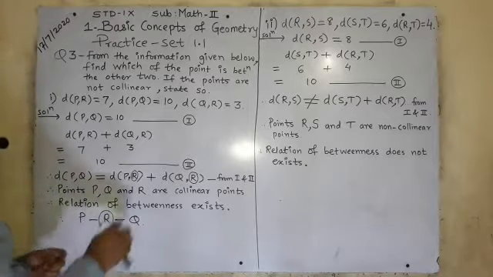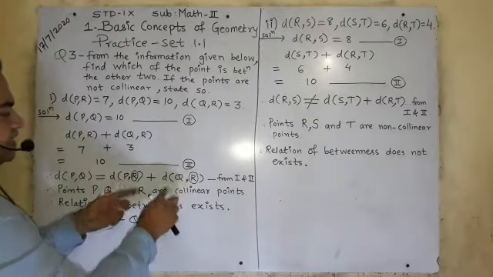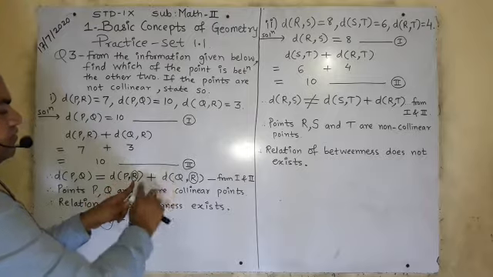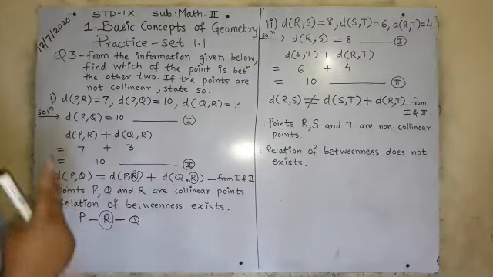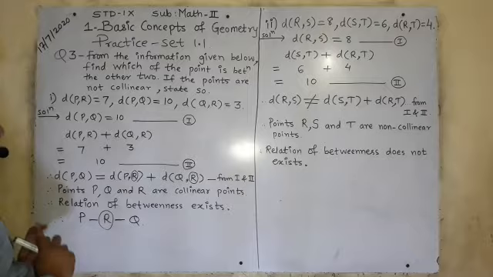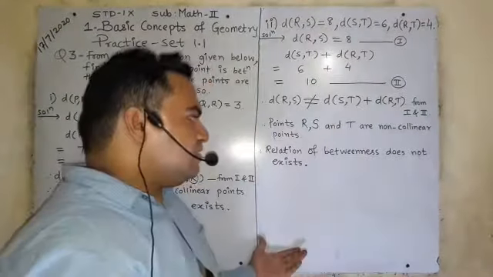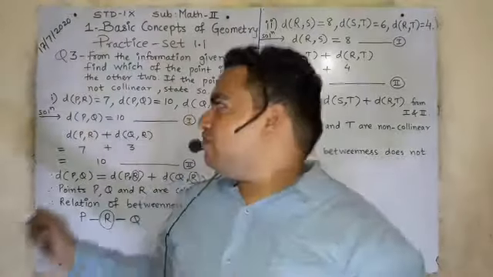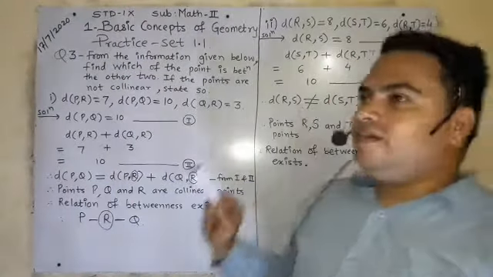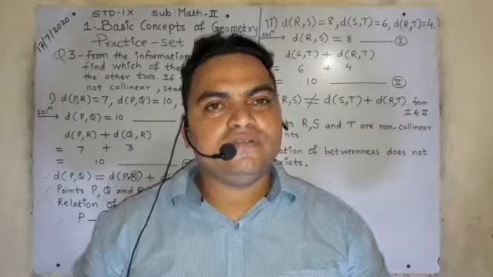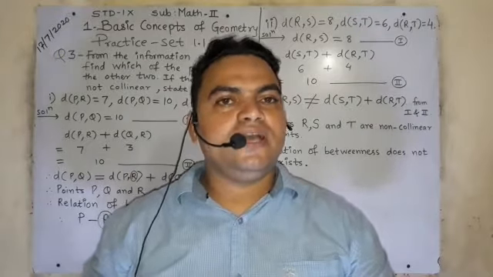How will it happen? Of the two added numbers on the right hand side, the alphabet or point which comes twice will come in between. I hope you understood the video, and the remaining sums will be homework for you. Question number 1 is here and question number 2 is here. Like this only you have to solve the remaining sums. Thank you. I hope you understood.